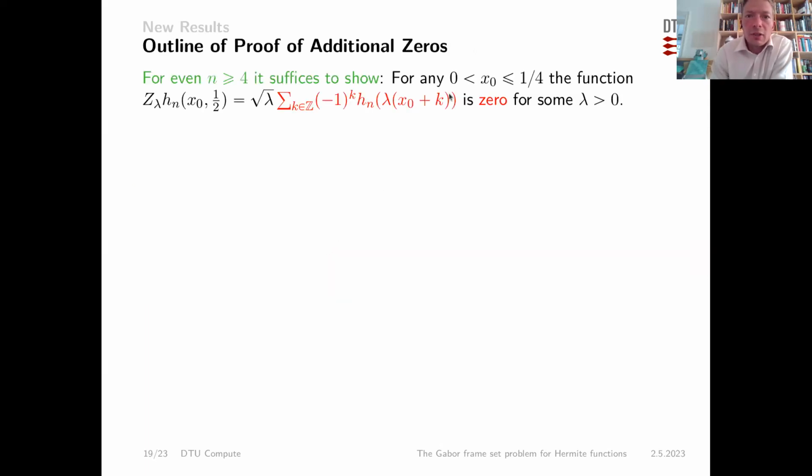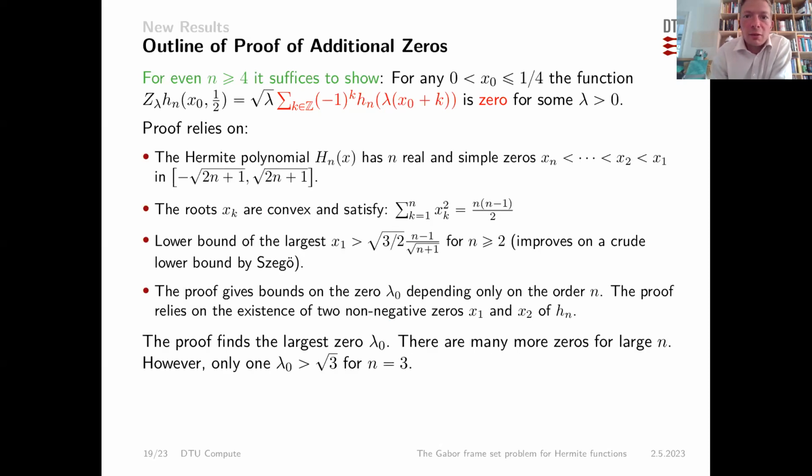So it suffices to show, for the even case, and it's similar for the odd case, that for fixed x0 between 0 and a quarter, you have to look at series of this form, and you have to prove that you have a zero. So first you verify that it's continuous in lambda, and then you show that for large enough lambda it's positive, and then you have to find an interval where lambda gives you a negative value. And the proof relies on a number of properties.